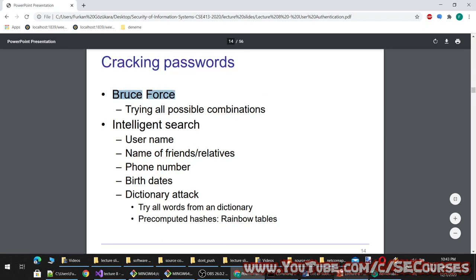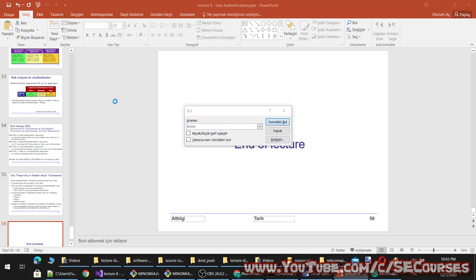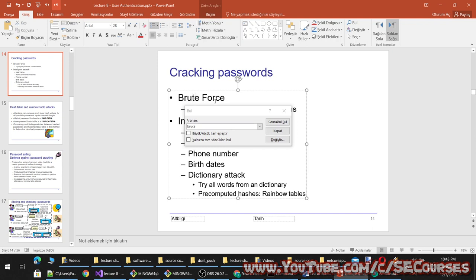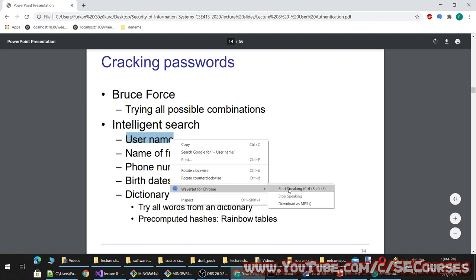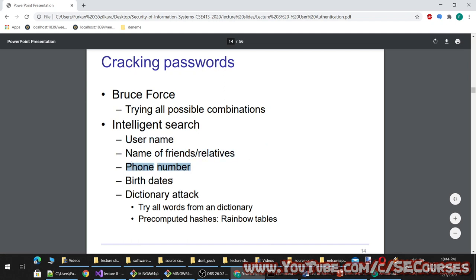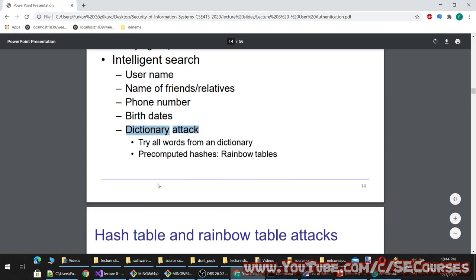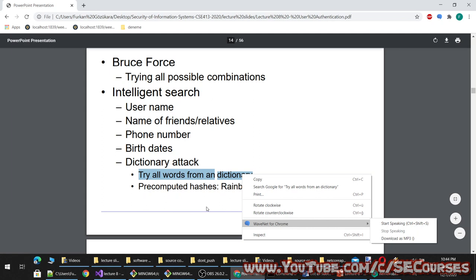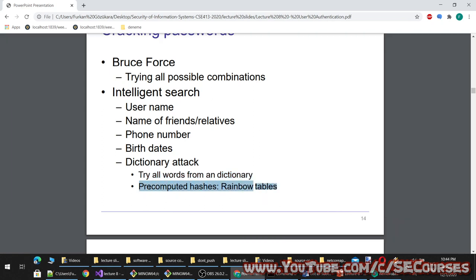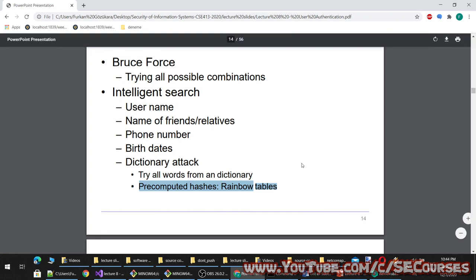Cracking passwords. By the way, this is brute force. Okay. So the first method is brute force, trying all possible combinations. Intelligent search: username, name of friends, relatives, phone number, birthdays, dictionary attack, which is a pretty common way, or passwords from other websites, hacked websites. This can also be counted as dictionary attack. Try all words in the dictionary. Pre-computed hashes, rainbow tables. You see, when you use salted hash, rainbow tables become unusable. Okay, they become useless.